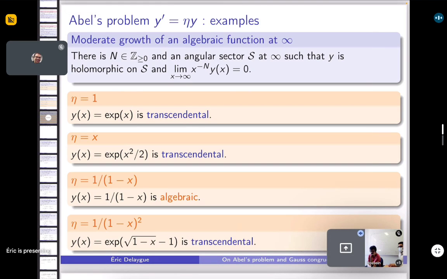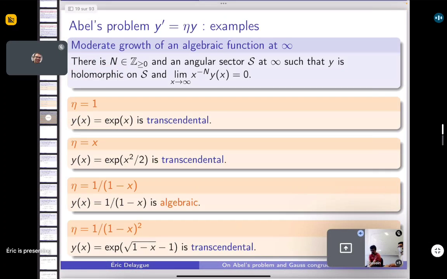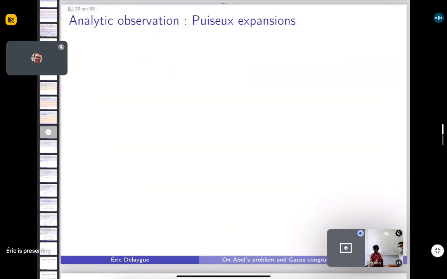And now you take the square of eta, and in fact again y is transcendental. It is exponential of this, and just because it has not moderate growth, you can easily see that it is transcendental. Okay, so we shall see that in fact the fact that eta is 1 over 1 minus x gives something algebraic is easy, it's easy to see that eta has to have this particular shape. Okay, and it comes from the first analytic observation.